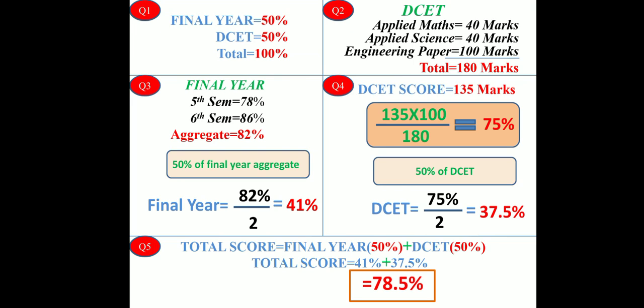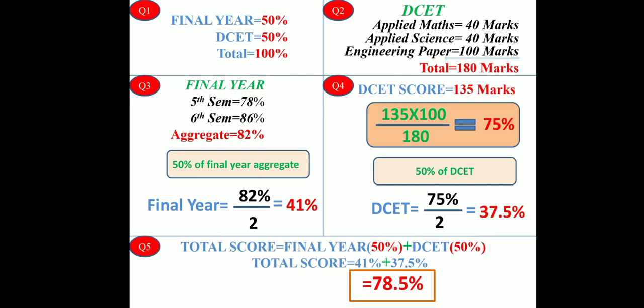In quadrangle 2, regarding Diploma CET, as you know, we have 3 sections in Diploma CET. Applied mathematics carries 40 marks, applied science carries 40 marks, and the engineering paper, that is the core subject, that can be computer science, electronics, electrical, mechanical, civil, carries 100 marks, and all 3 subjects carry total 180 marks.